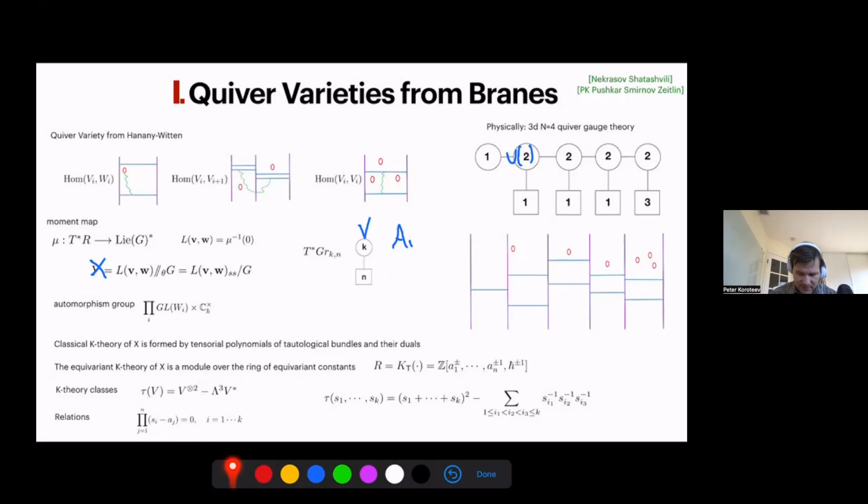So SIs correspond to each of those bundles, right? And basically S1 to Sk are the Chern roots of the tautological bundle. Yeah, so that's the classical relation.